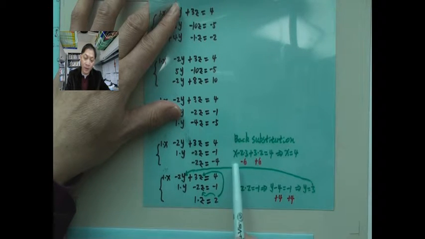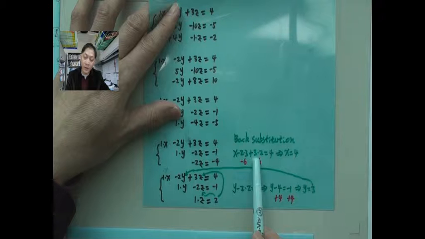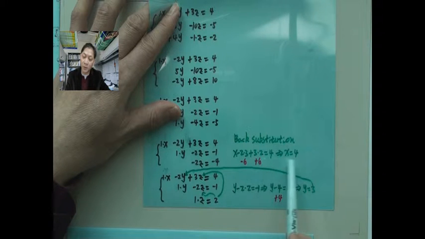1 times x is x. Negative 2 times y, that's 3. So negative 2 times 3 right here. And plus 3 times z. Z is 2, so put 2 here. Negative 2 times 3 is negative 6. Positive 3 times positive 2 is positive 6. Those two cancel each other. So x equals 4. The way we did right here is called back substitution.